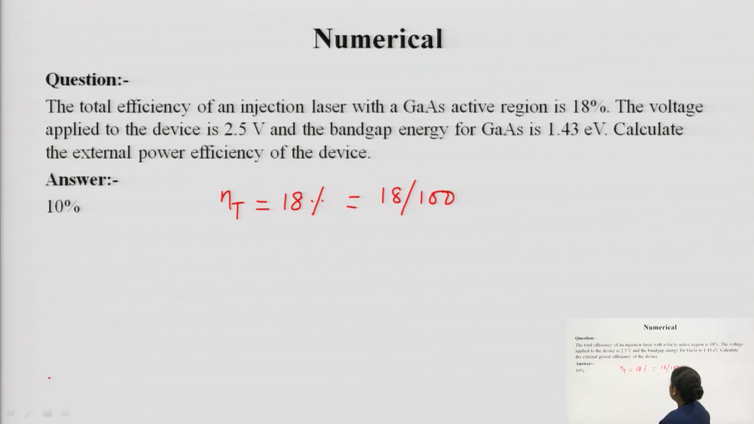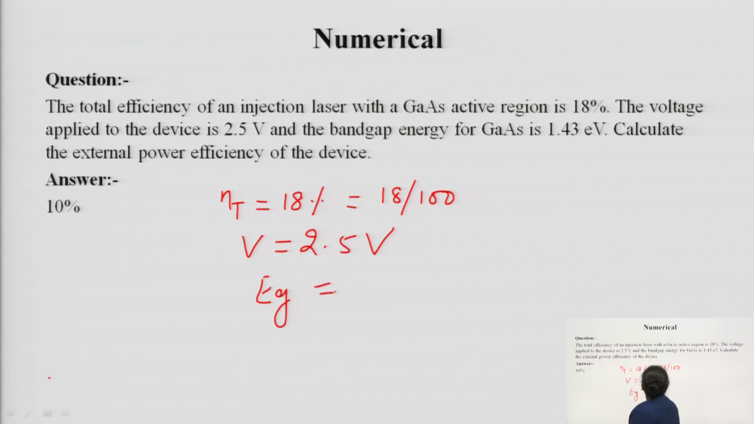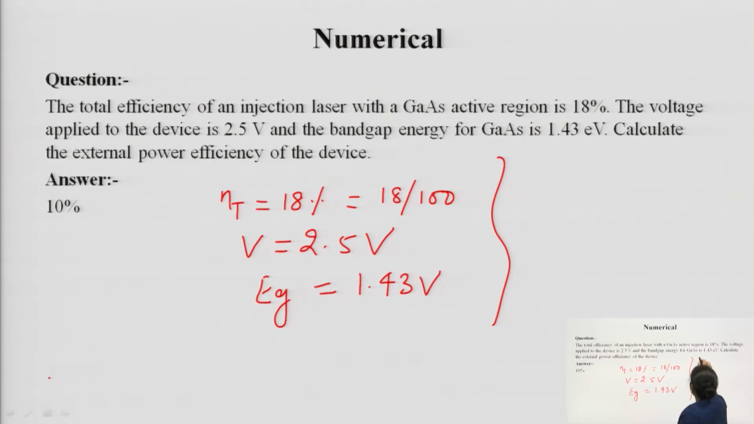The voltage applied to the device is V = 2.5 volt. Band gap energy, that is Eg, is equal to 1.43 volt. Calculate the external power efficiency of the device. That is what you have to calculate: the external power efficiency.